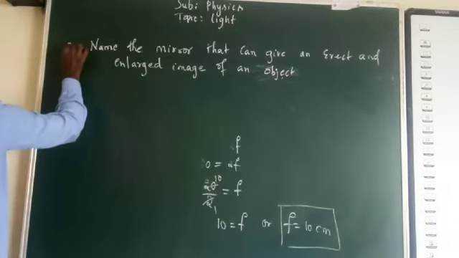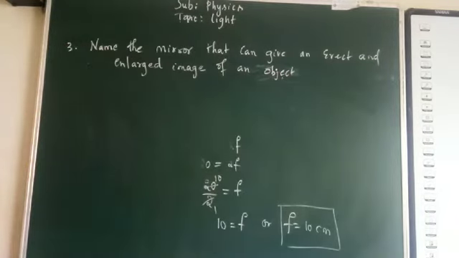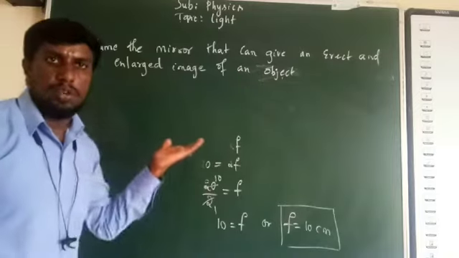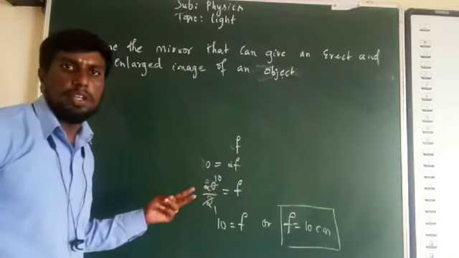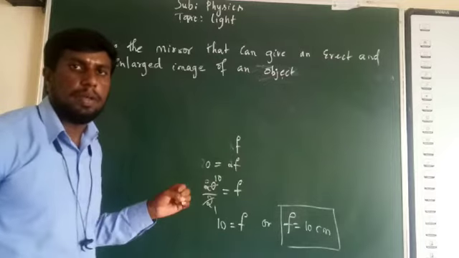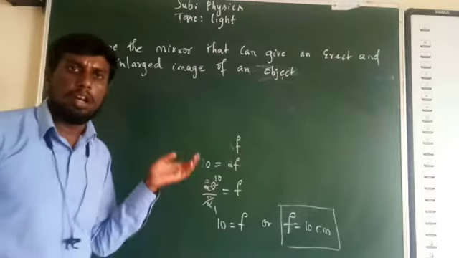So this is the third question. Name the mirror that can give an erect and enlarged image of an object. So what are the types of mirror we have? We have studied the plane mirror and then spherical mirrors. What are the two types of spherical mirrors? Concave mirror and then convex mirror.